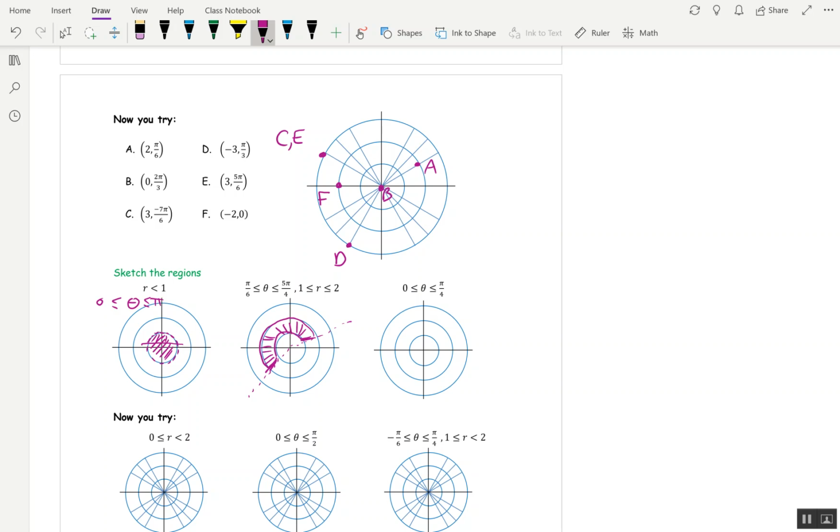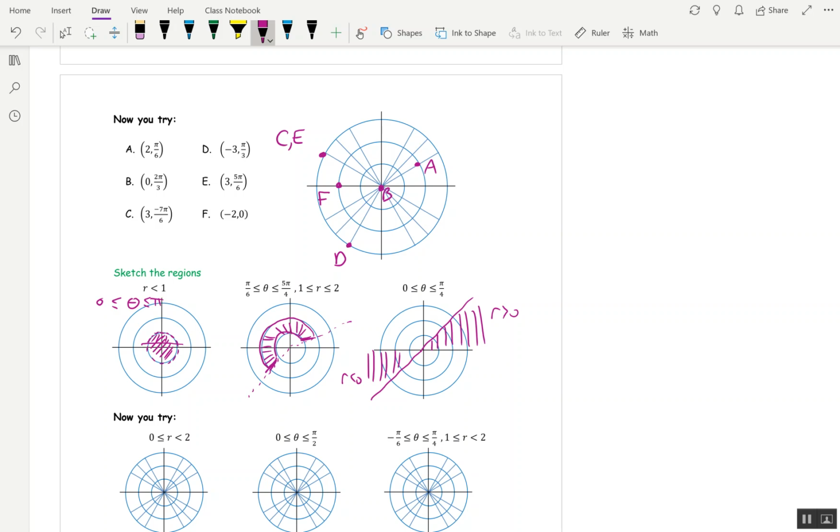Last one, there's no restrictions on the r. So r can be anything. Theta between 0 and pi over 4, here's the angle pi over 4. So I want all these points, but wait, there's more. r can be negative, so this is r positive. Down here is r negative. So we actually get all of that.